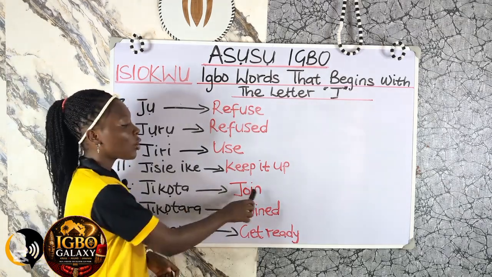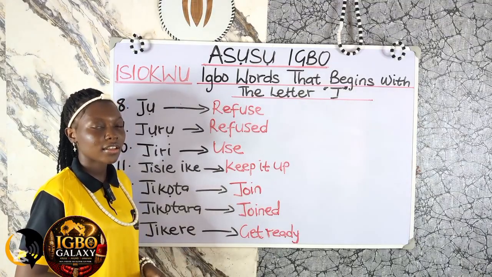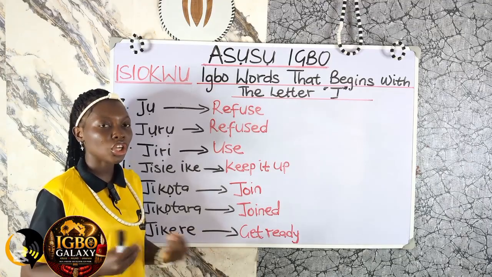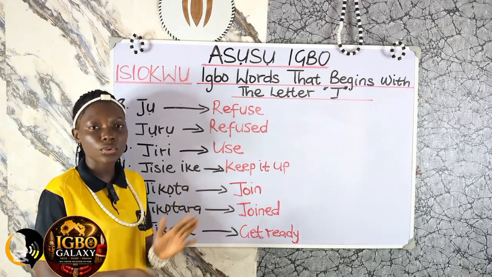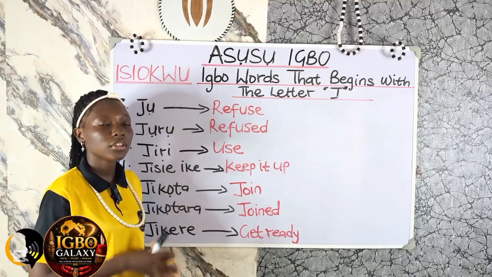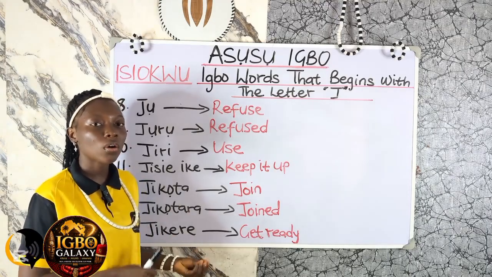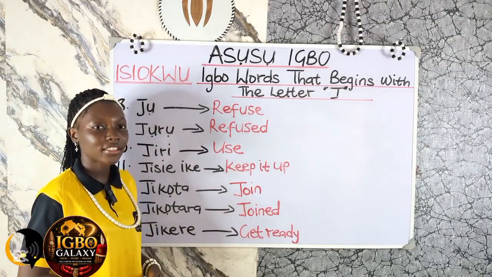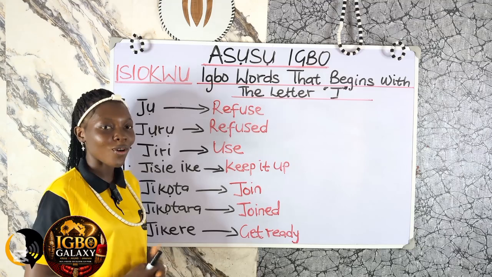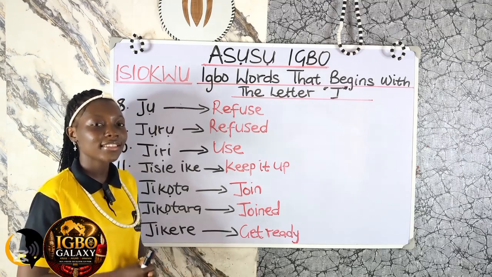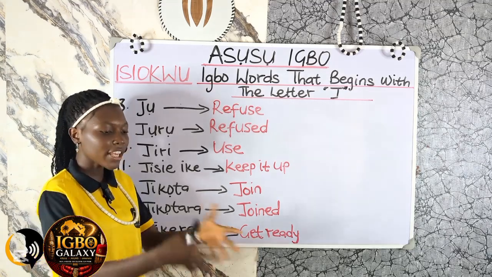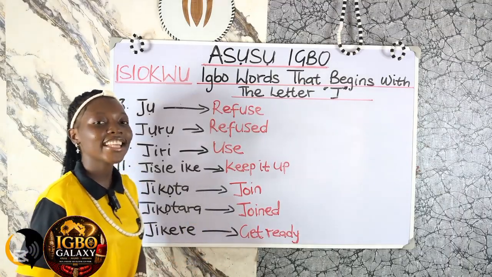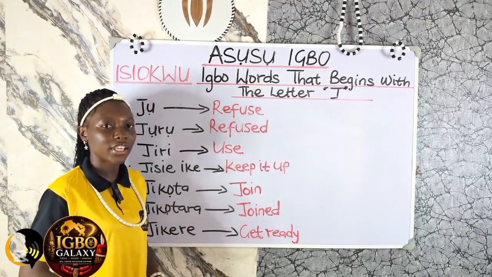Jikọta, to join or to connect. You can also say it as jikọ, to join or also to connect. Jikọtara, joined. O jikọtara ihe niile ọnụ. She joined everything together. Jikọọ ihe niile ọnụ. Join everything together.